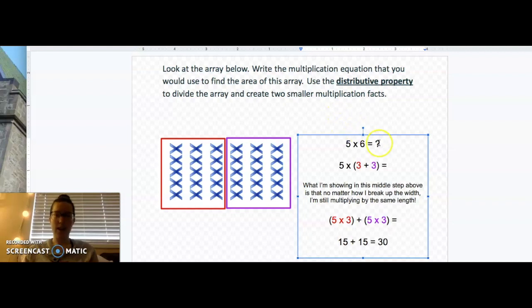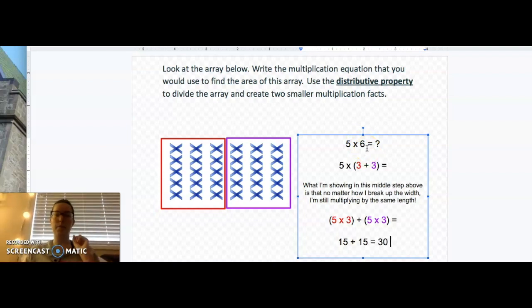Before I move on, I thought of one more thing I want to remind you of. Here, I broke down the 6. Why did I break down the 6? Because it's the bigger factor, right? I'm trying to simplify by breaking it up.